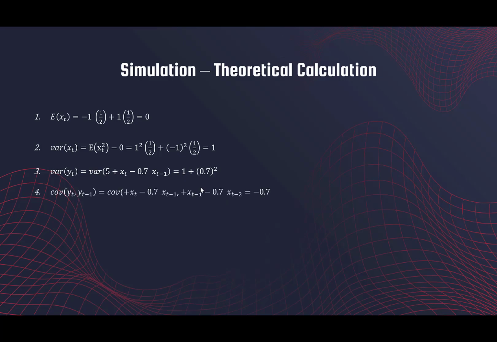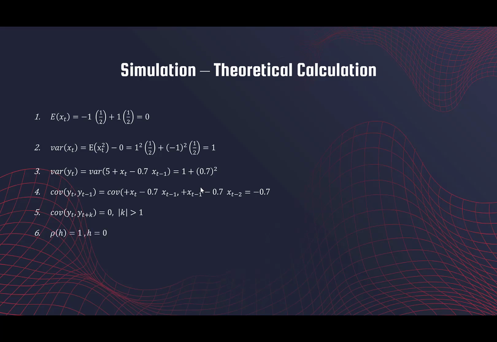Then we can show that the covariance between yt and yt minus 1 is minus 0.7. If we look at yt plus k, where the distance between the two points is more than 1 unit, then we can show that the covariance is 0. Basically, the two terms will have nothing in common, and that's how it will be 0. I won't go through the details of all of these calculations.